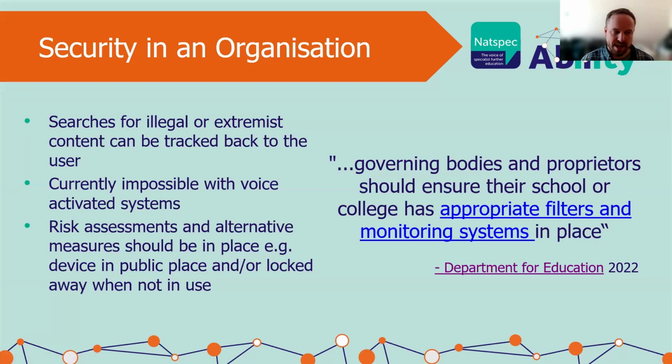So the way we're looking to meet this, really, is in terms of risk assessments and alternative measures. So having some control in place within your organization of who can use this, how we know who's using this, and making sure devices in public places are not available to everyone and are locked away when not in use. We really want people to use this, but we want them to use it safely and make sure that we're meeting all our obligations.